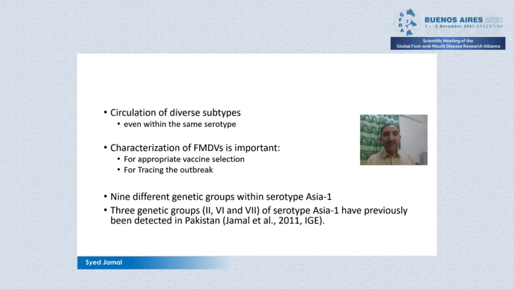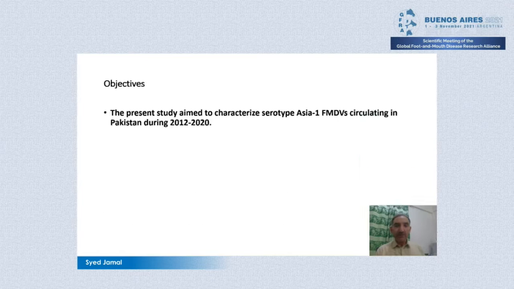There have been 9 different genetic groups within Asia-1 recognized so far in Asia, and out of these, 3 genetic groups, that is group 2, group 6 and group 7 of serotype Asia-1, have been found circulating in Pakistan. The objective of this study is to characterize serotype Asia-1 foot and mouth disease viruses circulating in Pakistan during 2012 to 2020.